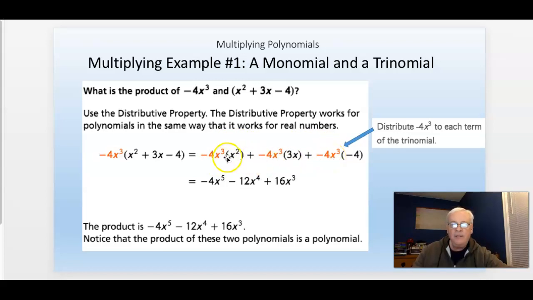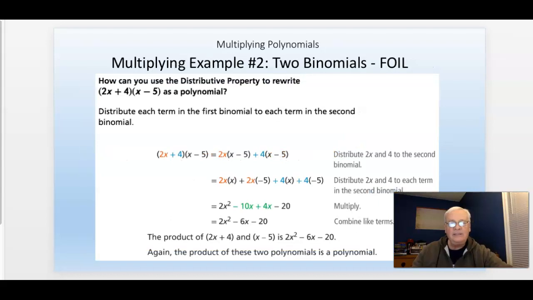Okay? Also notice that x to the third times x squared is x to the fifth. And also notice that negative 4 times 3 is negative 12. You do multiply the coefficient, the number in front of the variable. Also, negative 4 times negative 4 is positive 16. And the x to the third just carries through. Just think of it as times 1. So you have to keep it there. All right? Next example.